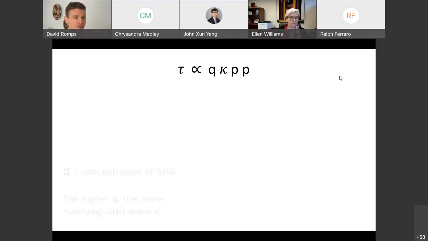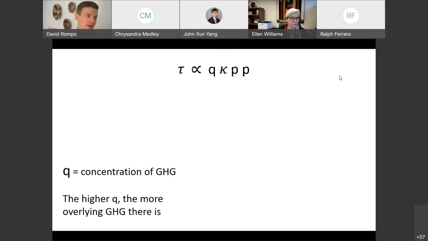So again, I'm at some height in the atmosphere, and I want to know what my tau is. Well, clearly, the tau where I am will be approximately linearly related to the amount of greenhouse gas that's above me. So we're thinking about a well-mixed greenhouse gas. So Q, the concentration, is the same everywhere. So the higher Q, the higher the concentration of the greenhouse gas, the more overlying greenhouse gas there is, and so the higher my tau must be. That's simple.